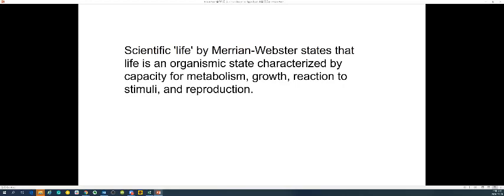Now let's think the opposite way. Are there any life forms which cannot do these four characteristics? If you define life as an organism characterized by being able to do these four, then if one cannot do these four, it is not life. Let's think that way, one by one. Reproduction: if one cannot make a baby, then it's not life. Is it?